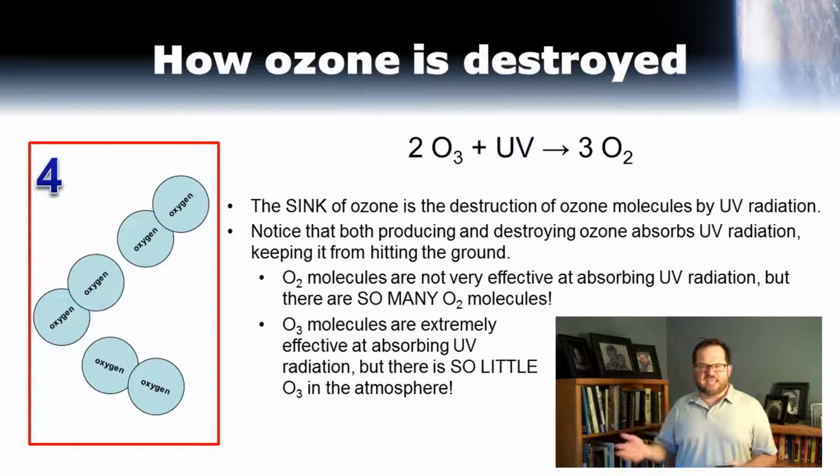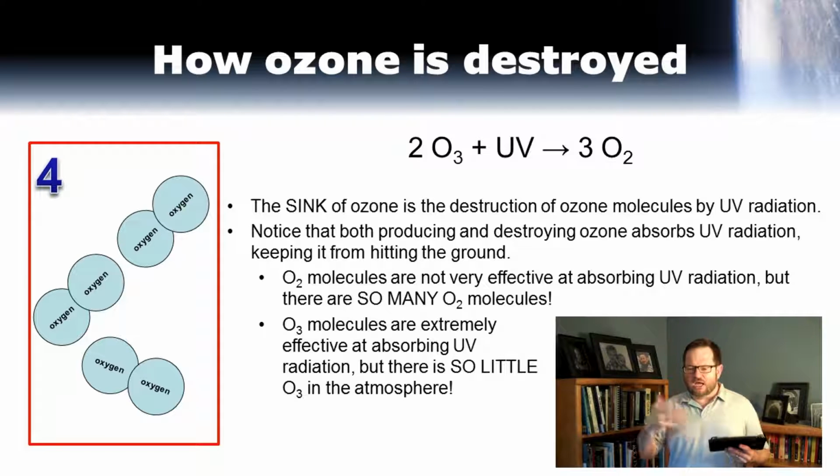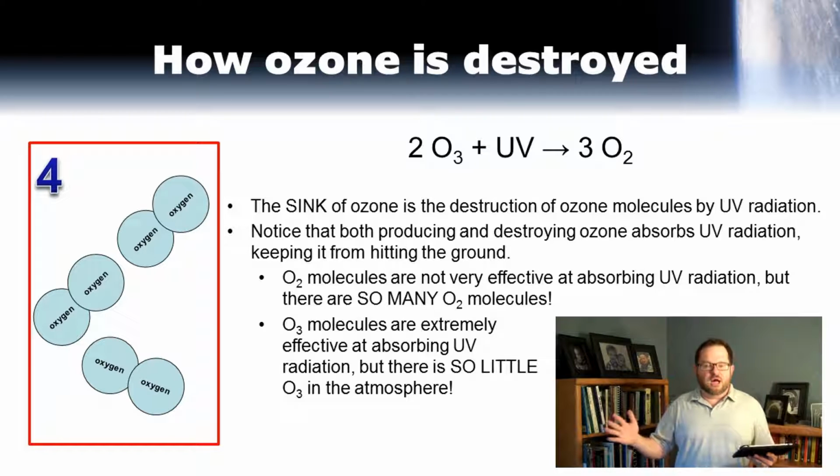Sure, it's possible still to get cancers, skin cancer. Sure, it's possible to still get, excuse me, sunburns and so on. But very little ultraviolet radiation is making it to the ground. Can you imagine if most of that was making it to the ground? It wouldn't be possible to have life on Earth.